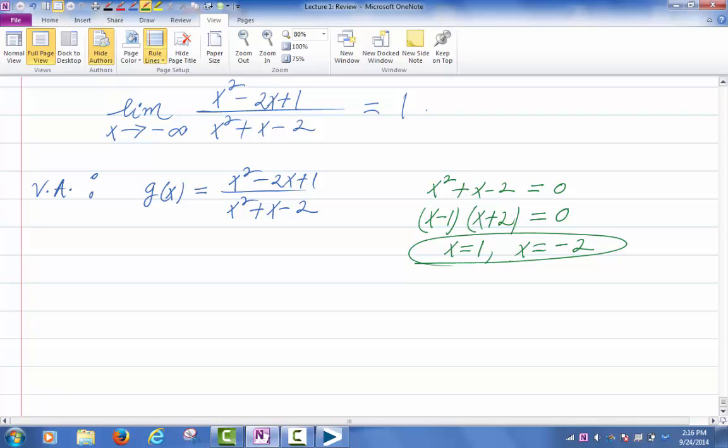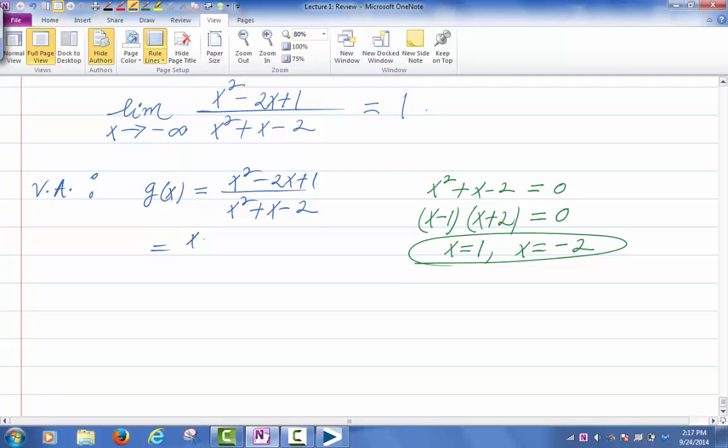But notice that in this problem, I am going to have a vertical asymptote at negative 2, but I'm not going to have a vertical asymptote at 1. Okay, just because the denominator vanishes at 1 doesn't mean I have a vertical asymptote there. Why? Because notice that the numerator also vanishes at 1. You realize that? So when that happens, you should factor out the numerator and the denominator.